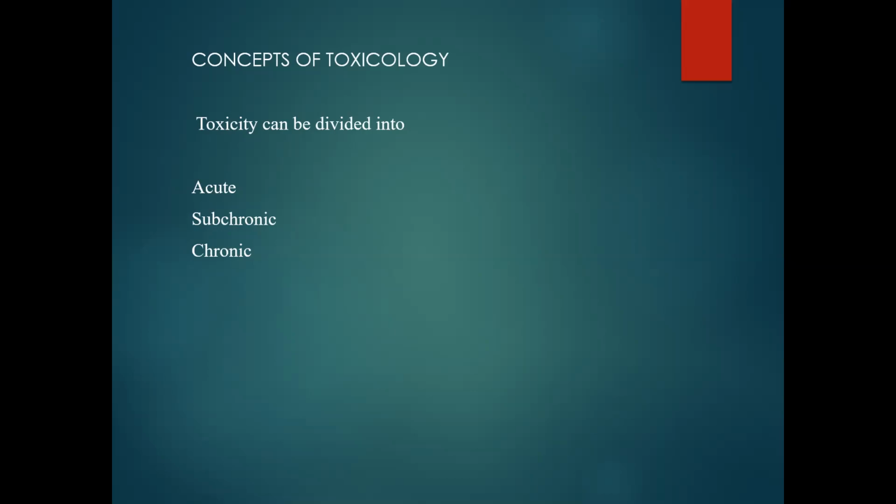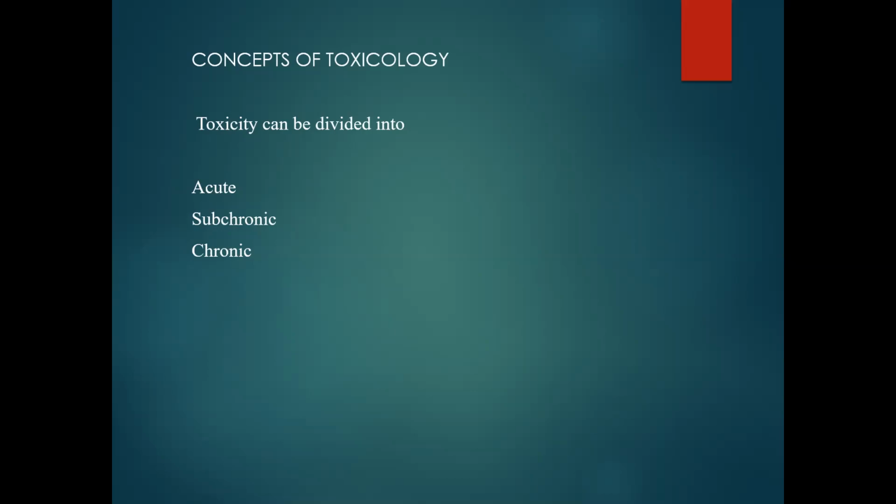Now we come to the subchronic. Subchronic comes in the middle between the acute and the chronic toxicity. So subchronic toxicity is the ability of a toxic substance to cause effects for more than 1 year. It causes the toxic effect for more than 1 year but less than a lifetime. That's why it comes between the acute and the chronic.